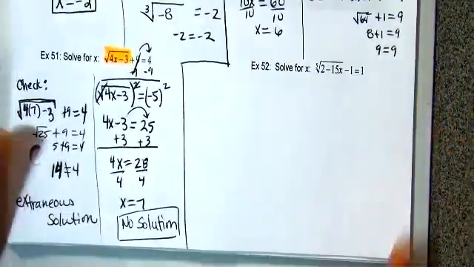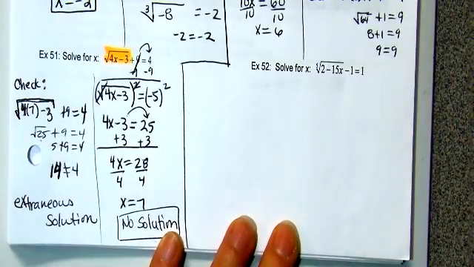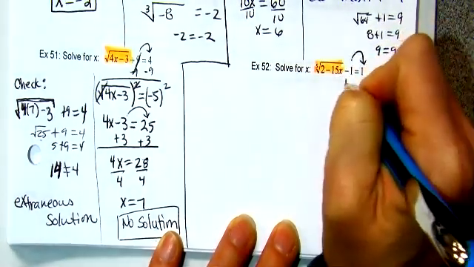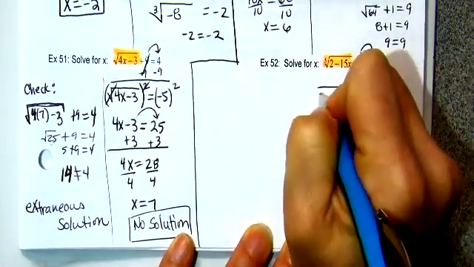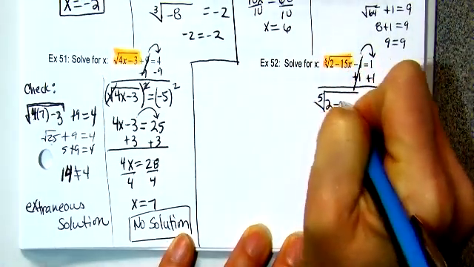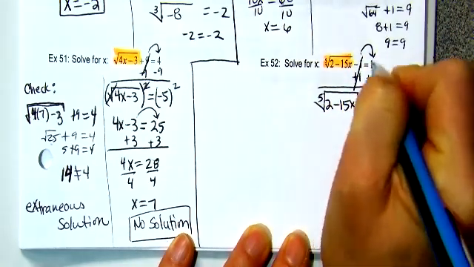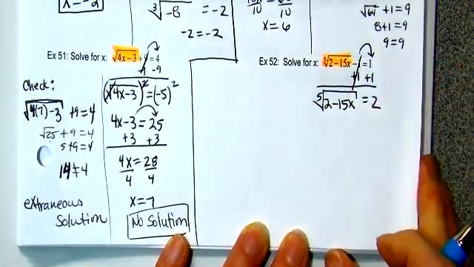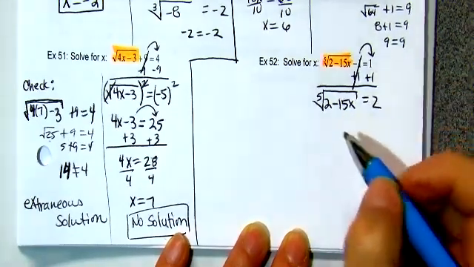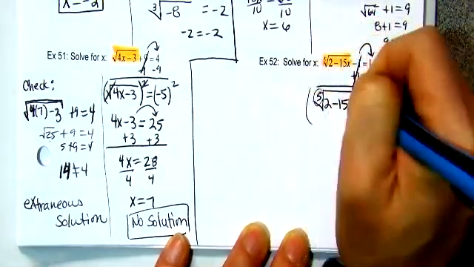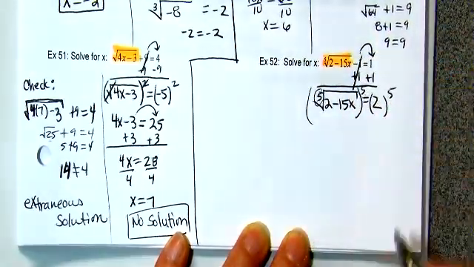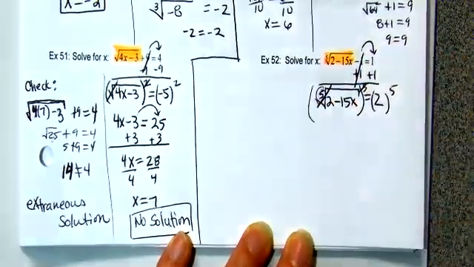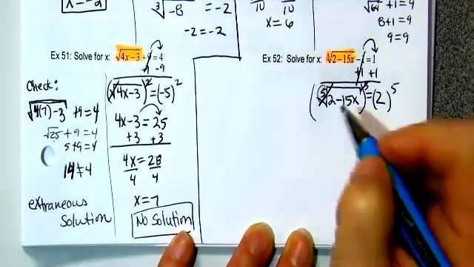Example 52. The radical is not isolated yet, just like the other examples so far. So we want to move this one over by adding it. Since it was minus 1, we would have the plus 1. So the fifth root of 2 minus 15x equals 1 plus 1 is 2. This would be an example where it's not a square root, it's a fifth root. So you want to raise it to the same power of the index. So you're raising it to the fifth power. By raising it to the fifth power, we're canceling out the radical.